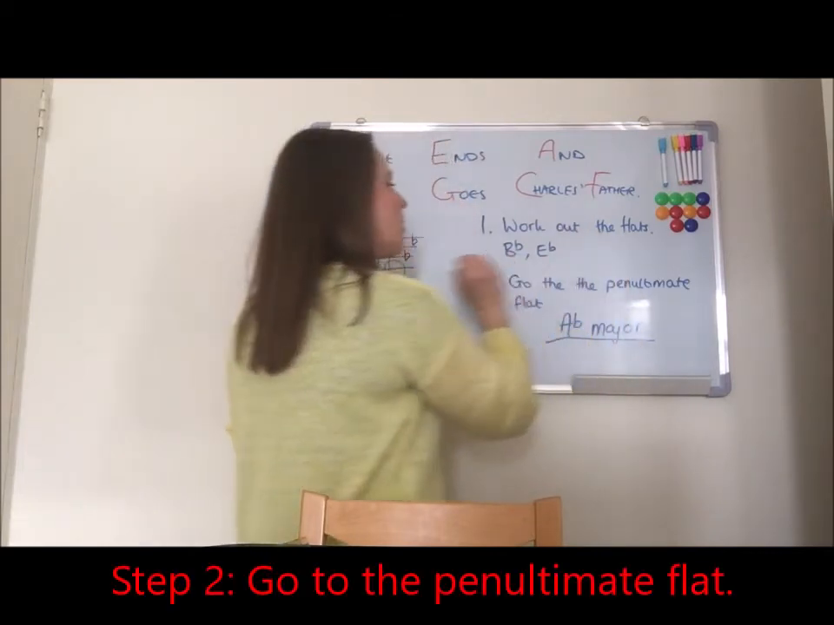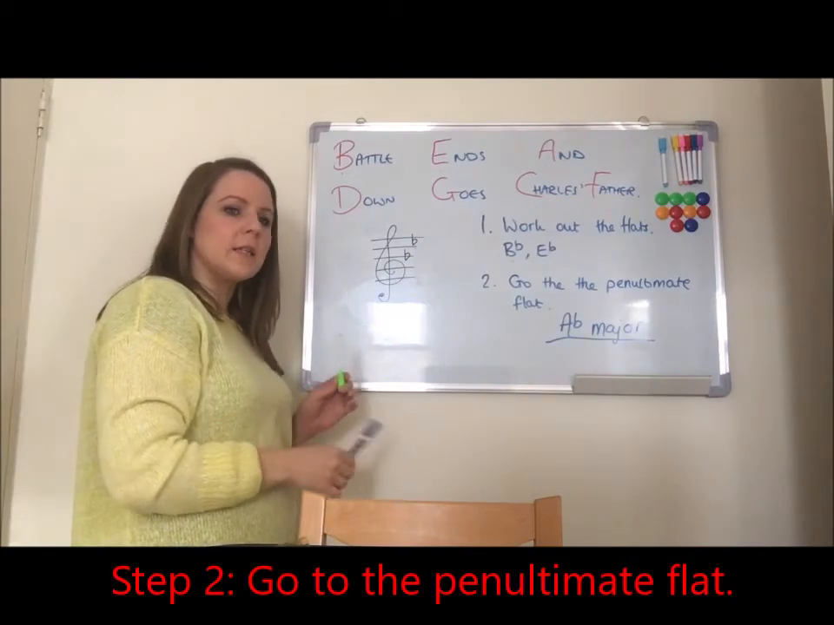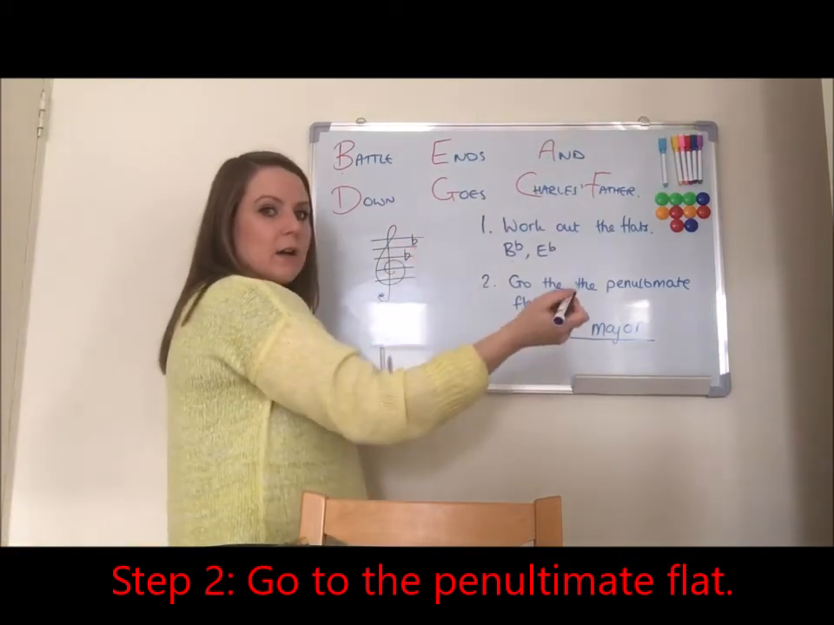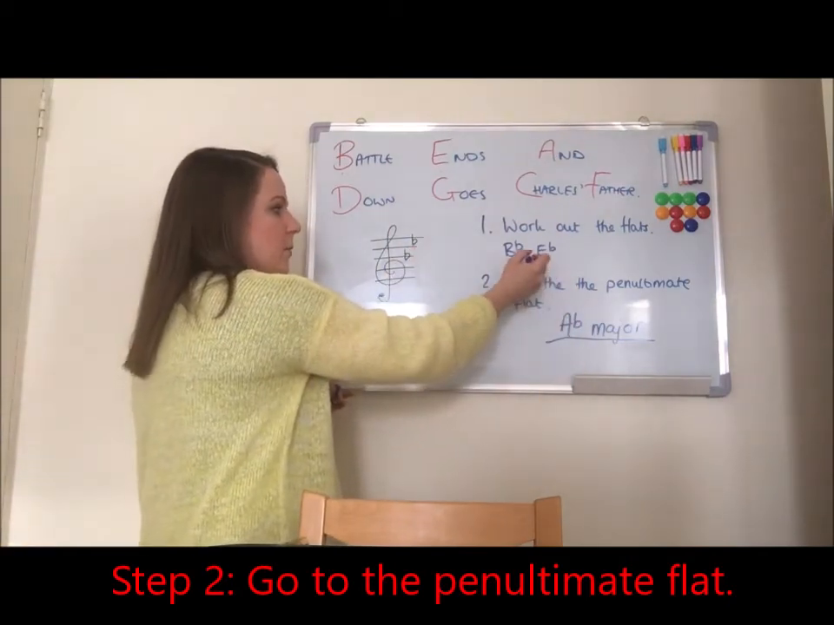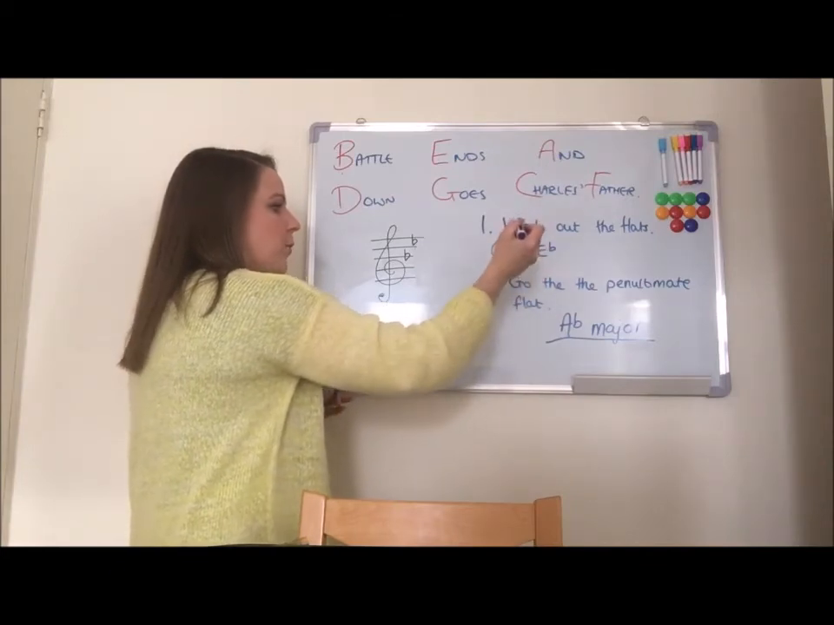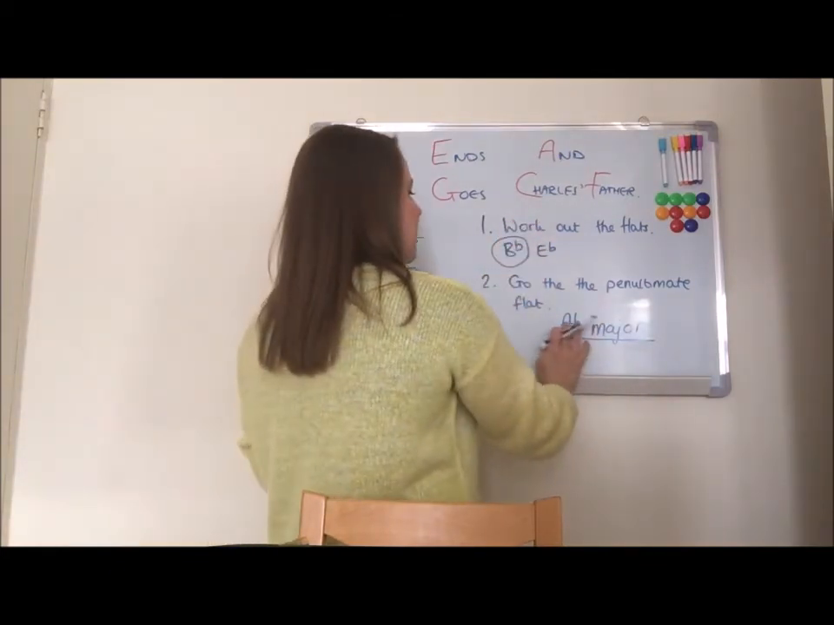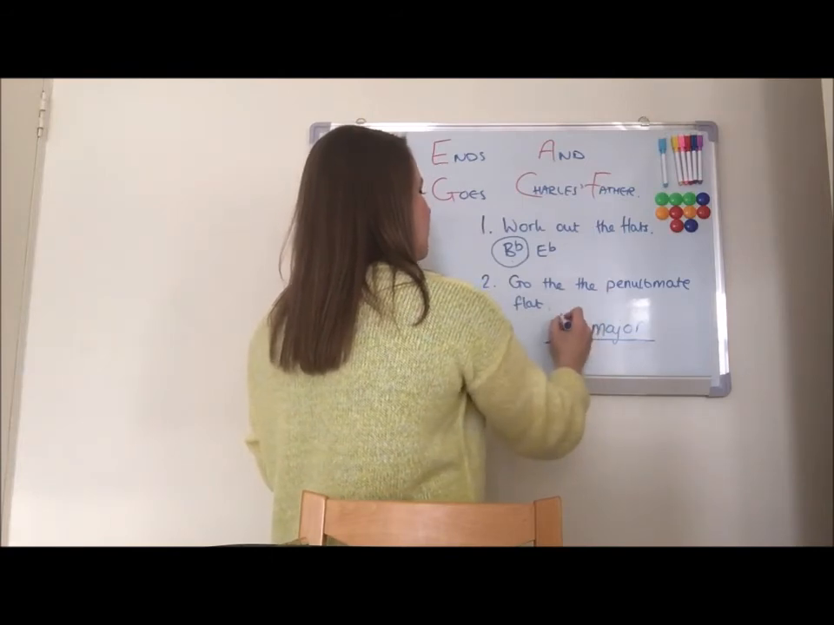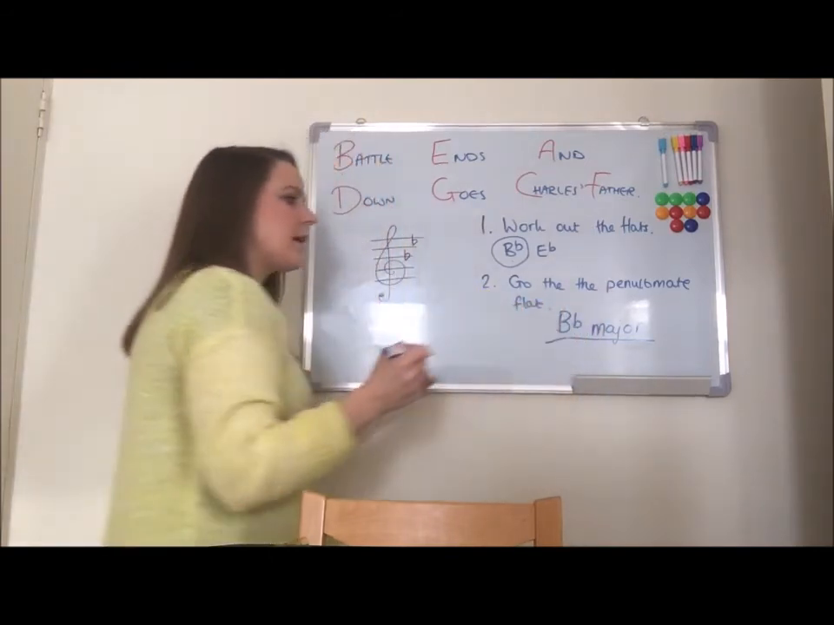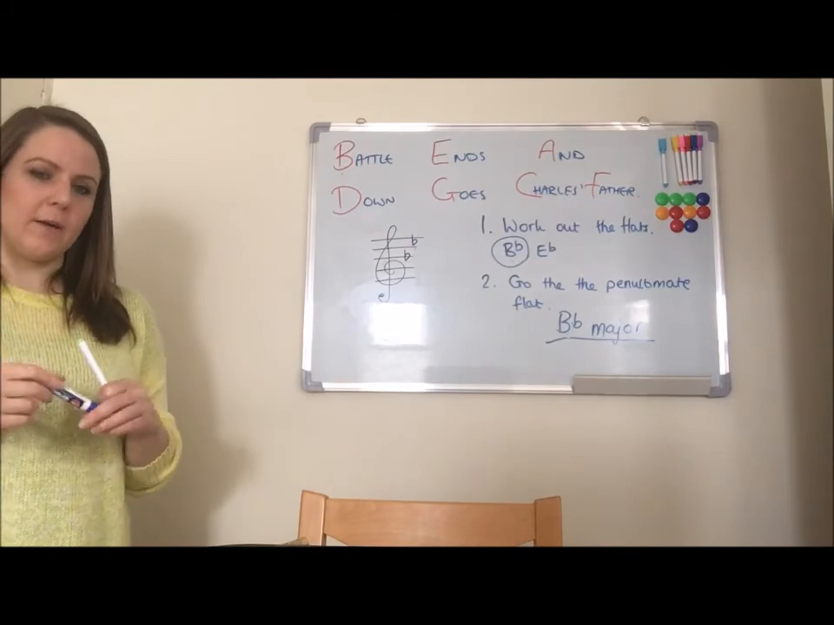Next step, go to the penultimate flat. Well, that means the second to last. The last flat is E flat. I want the one before that, so I'm just going to circle the one before. B flat. So therefore a key signature with two flats, which is major, is B flat major.